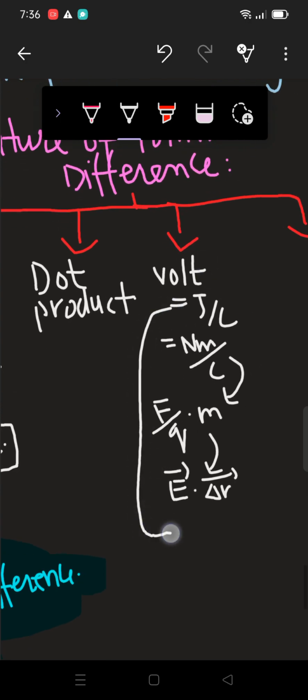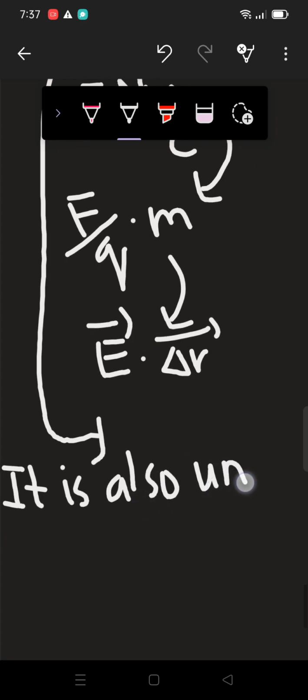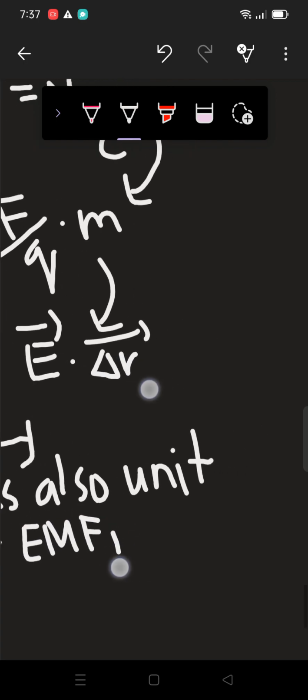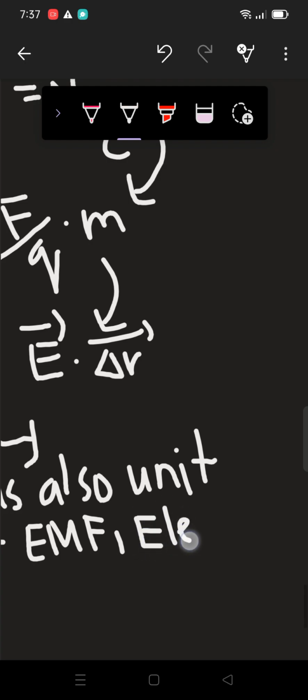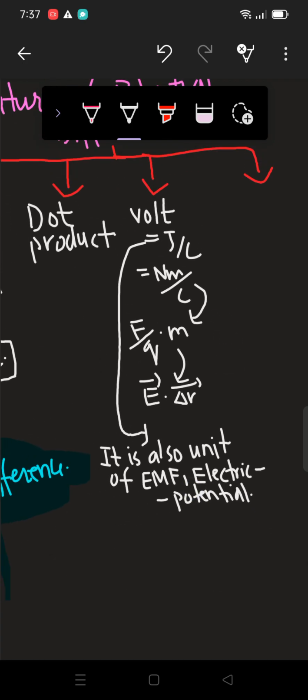So this very important point, it is also the unit of EMF, electromotive force, electric potential, and of course, the topic we are discussing right now, potential difference.